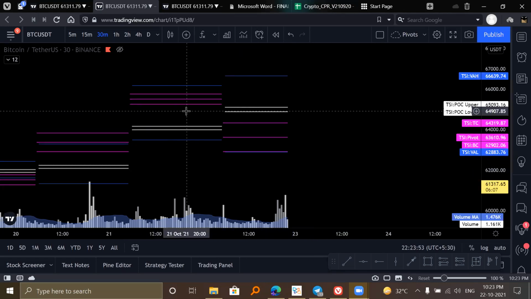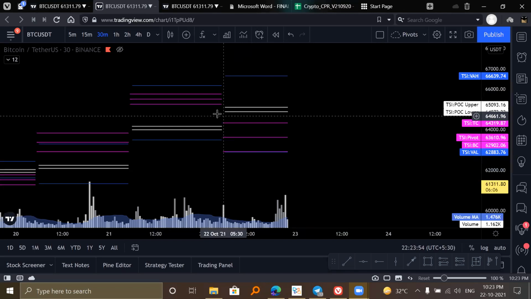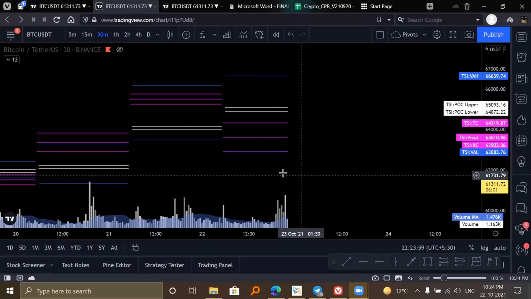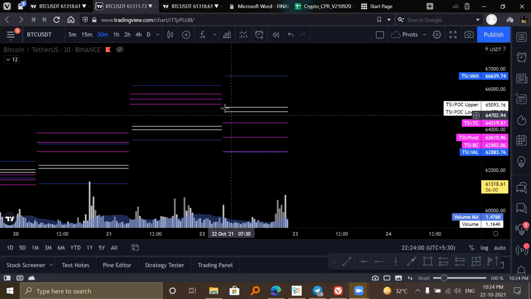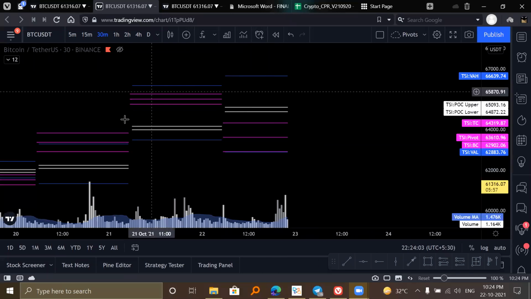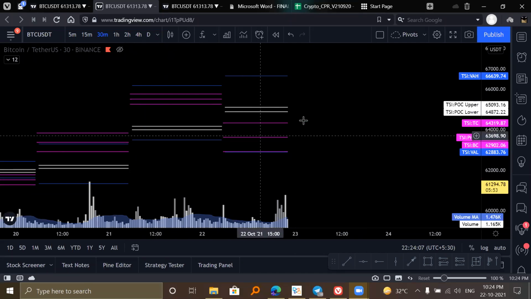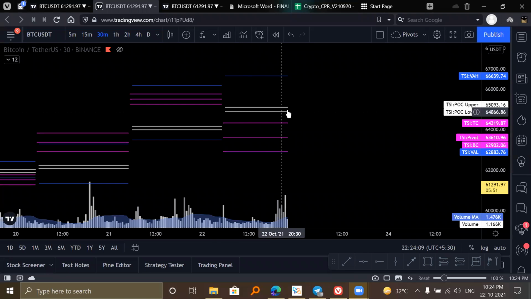See, now the day is not complete, so it has not completed yet. That's why you can say that these lines are derived from yesterday's data. These money zones are derived from yesterday's data. So these white lines and the blue lines together are known as money zones or money levels, and the white lines are POC, upper POC and lower POC.